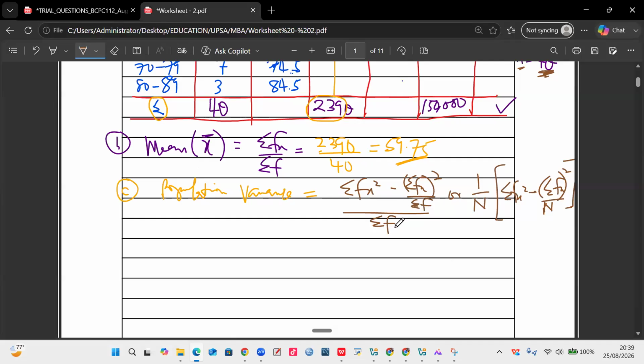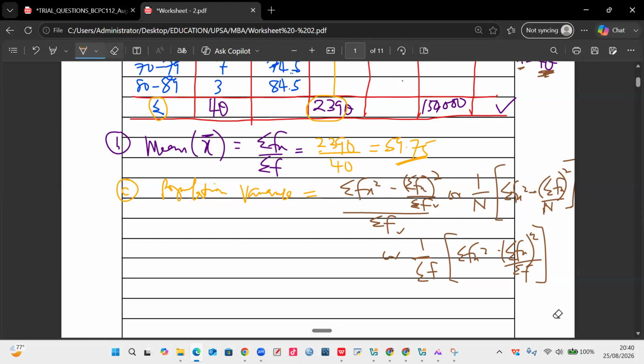Are you good? So what I'll do is, we will use the first one to solve it. When the formula is like the first one, we use the first one to solve it. Then after that, we also use the second one to solve it. We'll see we arrive at the same answer. But don't forget, the sigma f here is the same as the n. I can also write it this way, 1 over sigma f, then sigma fx squared minus sigma fx all squared over sigma f. I can just change the n to sigma f, and it's correct. Do we get it?